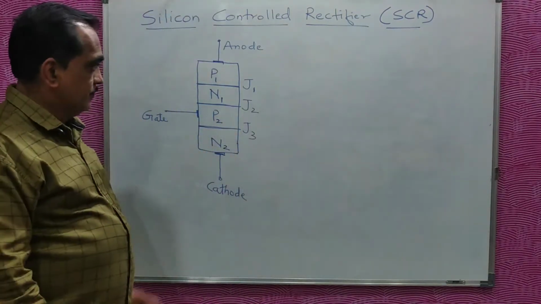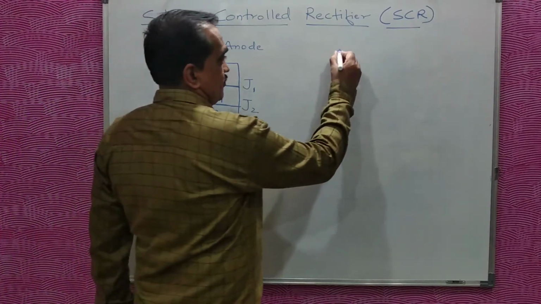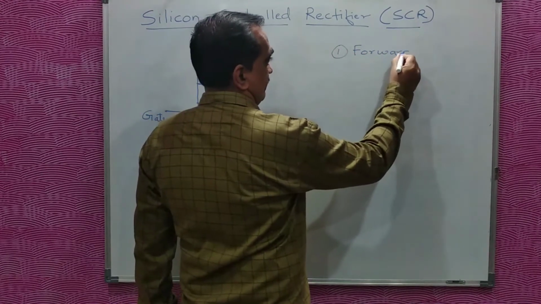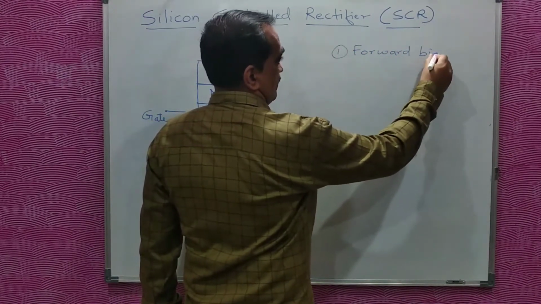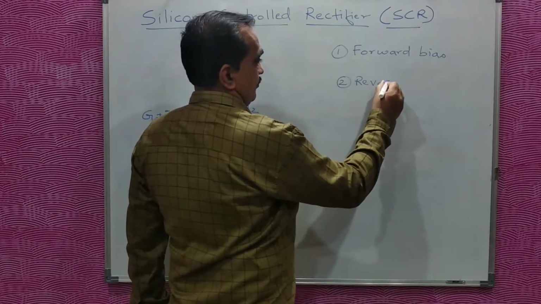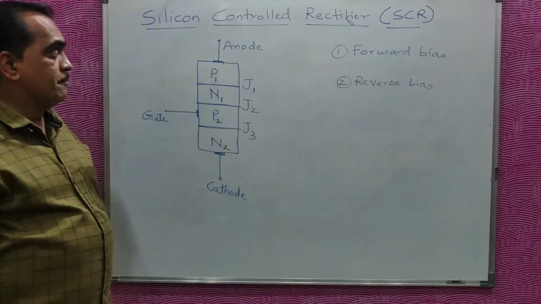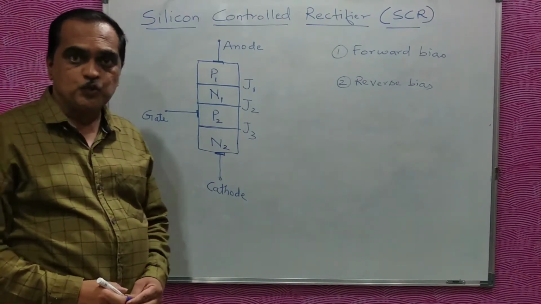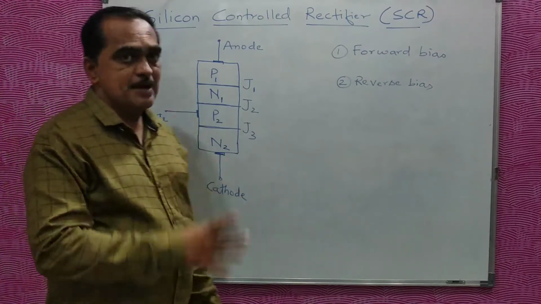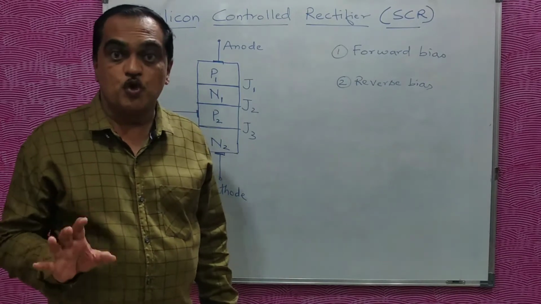Now, this SCR can be in 2 states. One is called forward bias, and the other is called reverse bias. Forward bias and reverse bias are the 2 states in which you can operate the SCR. Mainly, for any application, it is operated in the forward bias condition only, that is, in the first quadrant only.